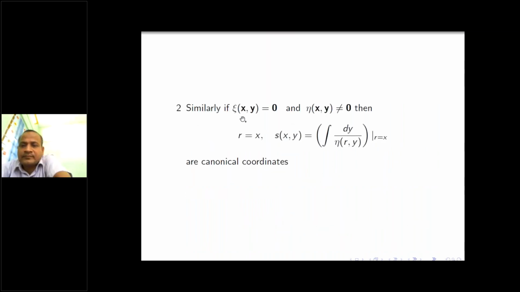Similarly, in the second case, if ξ(x,y) = 0 and η(x,y) is not equal to 0, we find then r = x and s(x,y) = ∫ dy/η(r,y), where r = x. These are the canonical coordinates in this case, when ξ(x,y) = 0 and η(x,y) is not equal to 0.